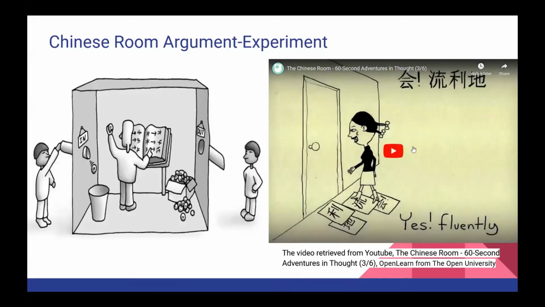So one of the experiments that tries to understand robot perception is the Chinese room experiment, or argument, that is claimed by John Searle. The video will introduce you to the idea behind this argument.